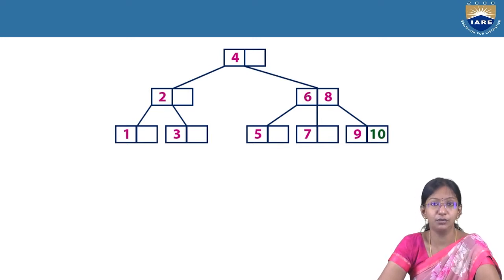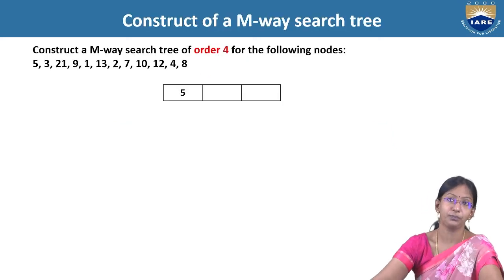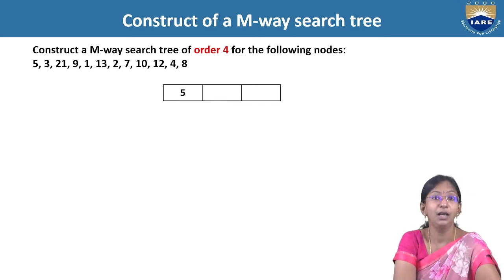If an ascending set of data is given. What about a B tree if a shuffled set of values are given to you? So let's have a look at a second example, which will give a demonstration for the same. Okay, so let's have a look. This is an envisaged tree. The question is given. Have a look at the list of the values which I have chosen. 5, 3, 21, 9, 1, 13, 2, 7, 10, 12, 4, 8.